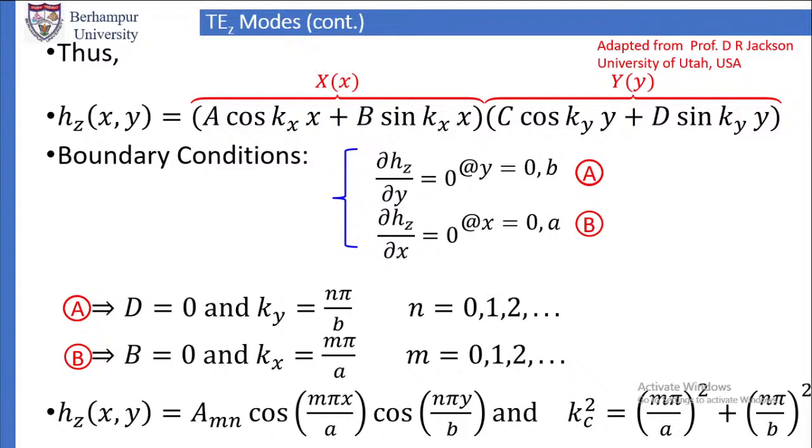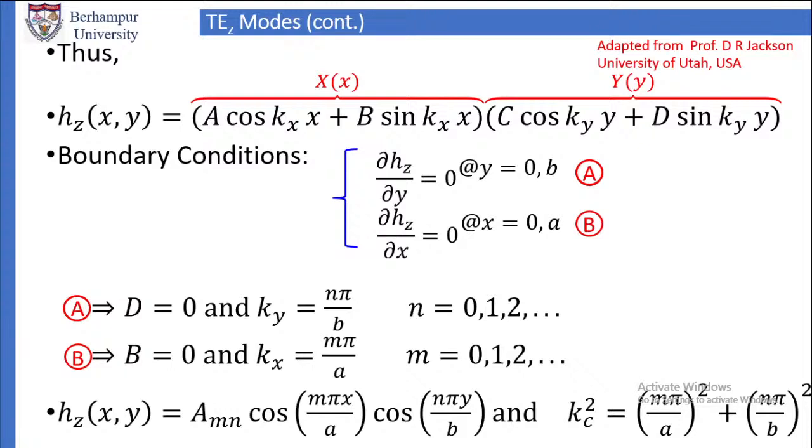kc squared is equal to kx squared plus ky squared, root over. So kc squared is equal to (m pi by a) whole squared, because kx is equal to m pi by a. Similarly, plus (n pi by b) whole squared, because ky is equal to n pi by b. So kc squared is equal to (m pi by a) squared plus (n pi by b) squared. kc squared is the cutoff wave number.